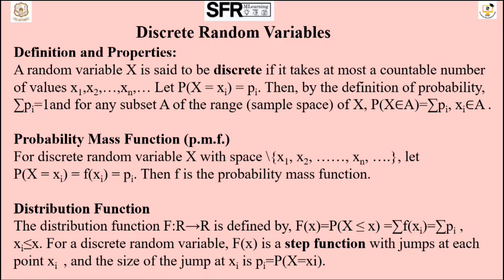For the discrete random variable, the distribution function is also defined as a step function. That is, the distribution function f from R to R is defined by f of X equals the probability that X is less than or equal to X, that is summation Pi. This summation also reaches the value 1. So for a discrete random variable, f of X is a step function with jumps at each point Xi, and the size of the jump at Xi is Pi, which is the probability of X equal to Xi.